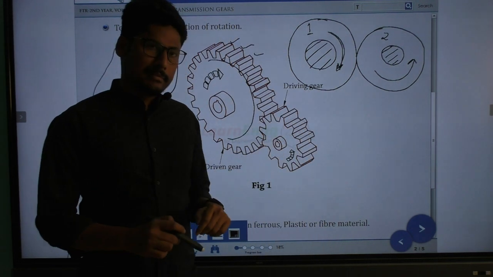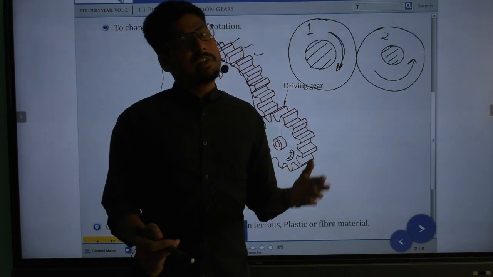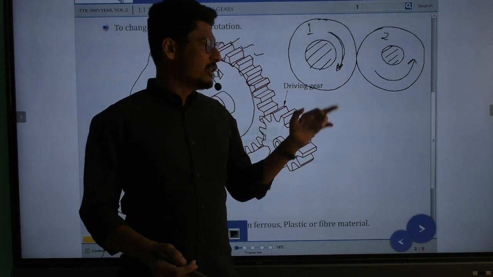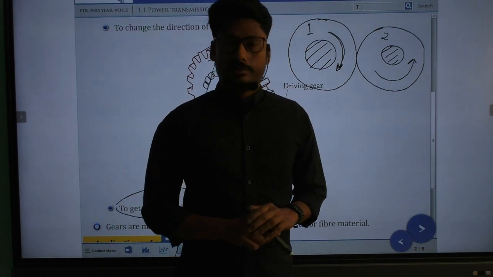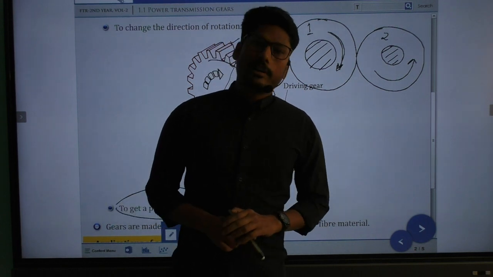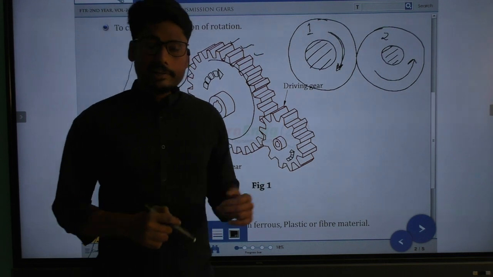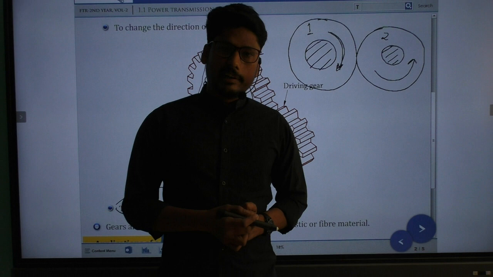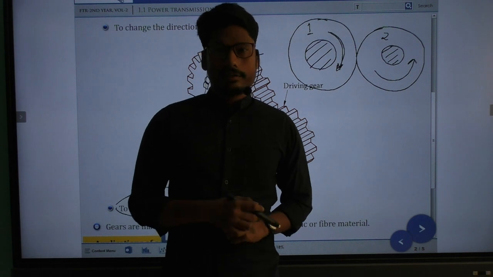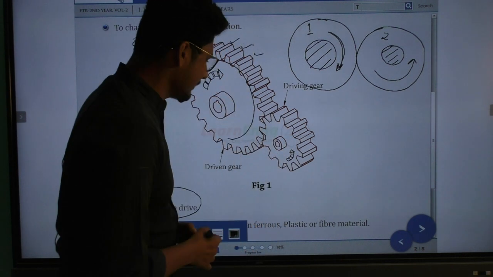So there is no slip between the gears. There is no creep also in between the gears. In between the gears there is no slip and creep, and there are no losses also. So this is called a positive drive. But in the case of belt drive and chain drive, slip and creep occur, so these are not positive drives. Okay.